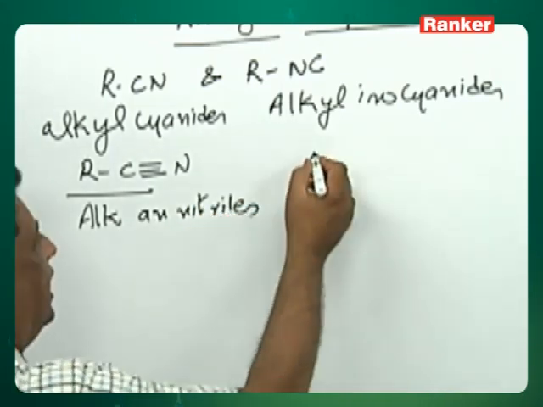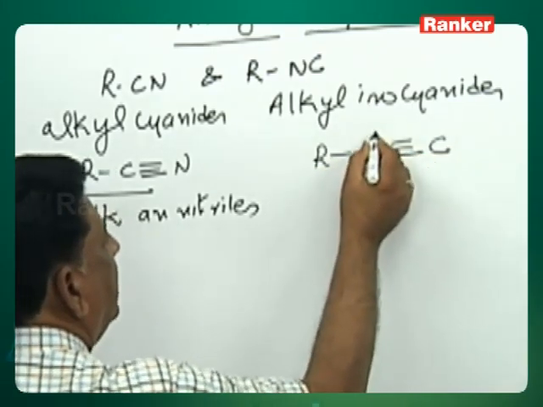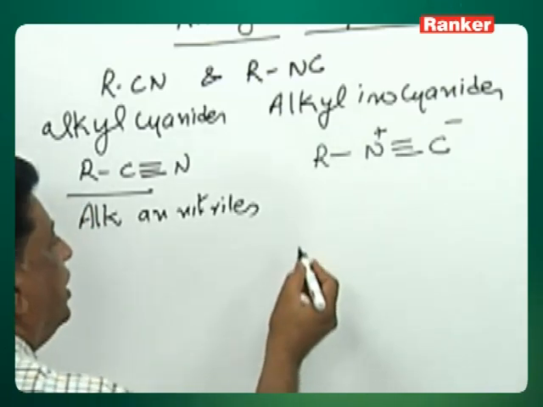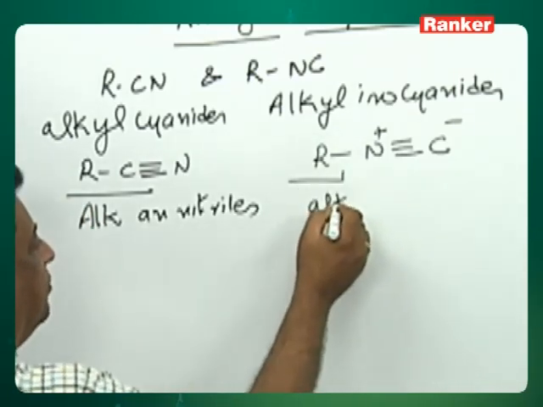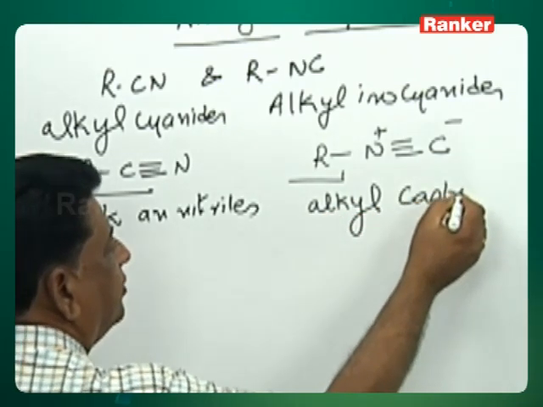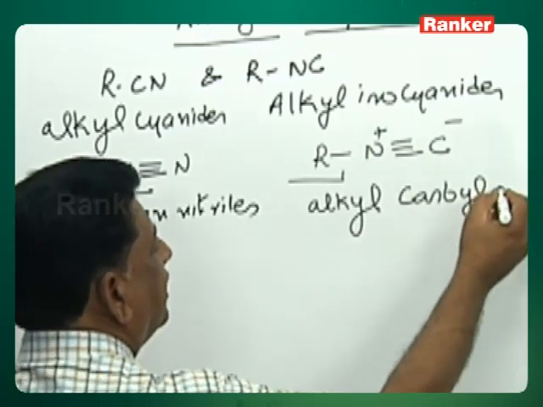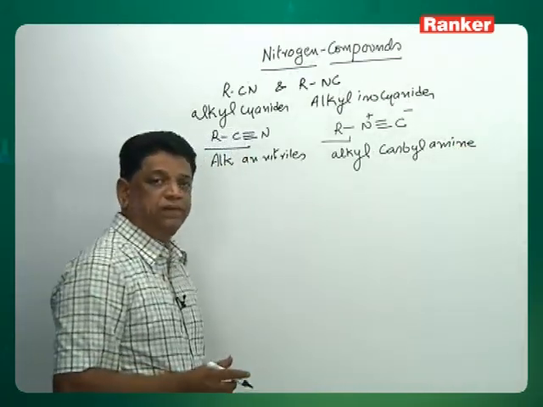Whereas the alkyl isocyanide will have a triple bond C, and N will have a plus and minus. Now the alk stands only up to this carbon. This is called alkyl. The carbon is said as carbyl. This is called amine. This is the general IUPAC nomenclature.